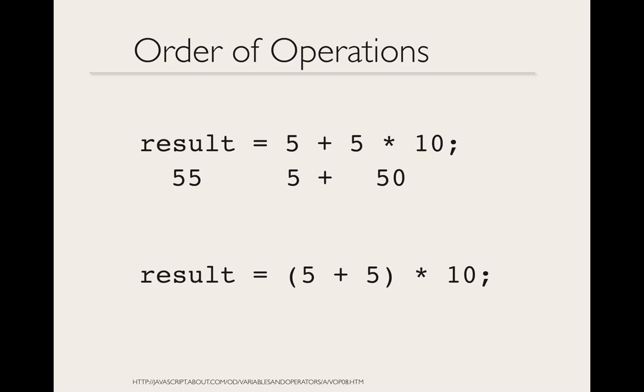Now if you use parentheses to add the 5 plus 5 together first, you'd have a completely different number. You have 100 as an answer. So you can see that understanding this order of operations is extremely important to getting the results that you want.